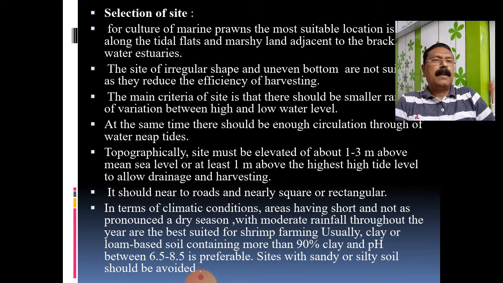Therefore pH must be near about 6.5 to 8.5. It is a good pH for further development and growth of the prawns. Sandy or silty soil should be avoided. See here, I repeat again, clay or loam based soil is suitable, and you should avoid sandy or silty soil for the culture of prawn. So these are some of the important points regarding the selection of the site for prawn culture.